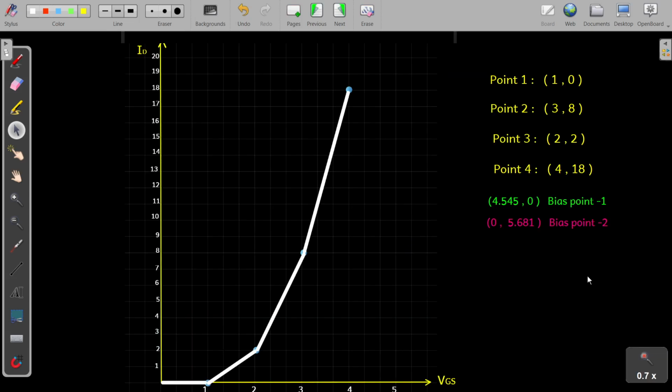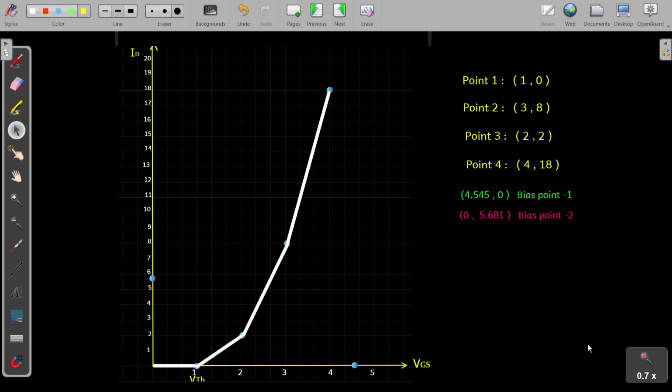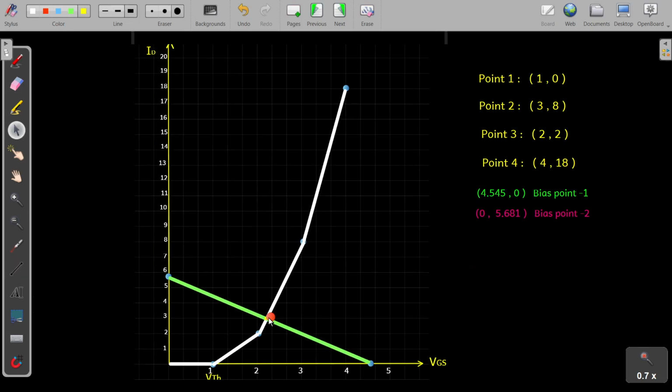So now we are going to mark bias point 1 and bias point 2. So we are going to mark this point at 4.545 here. And then we are going to mark 0, comma 5.681. It is coming around here. So now we can join these 2 points to draw the DC load line. So we are going to mark this intersection point as Q point.